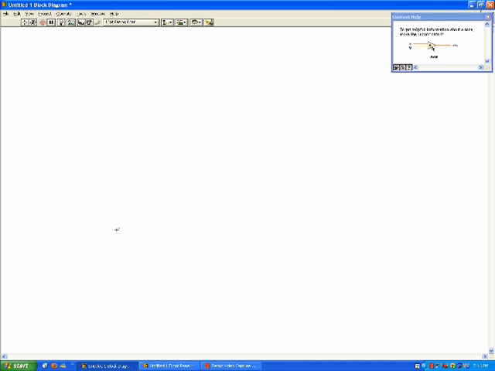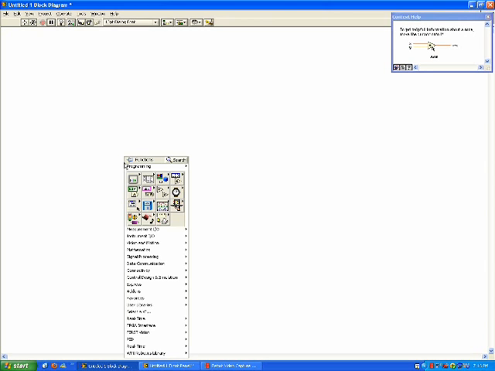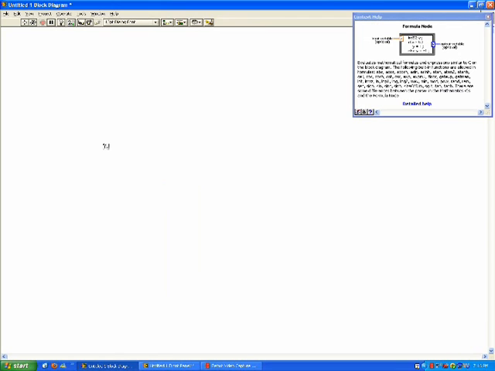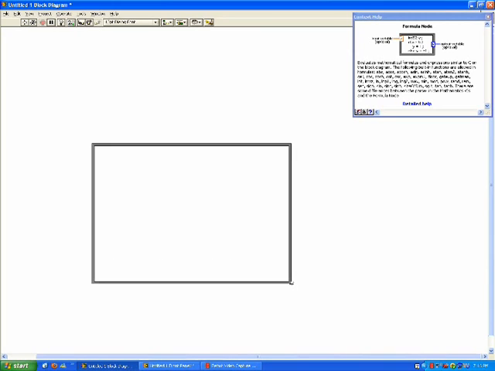Okay, let's start by creating a formula node. To create one, you go to the block diagram, right click, go to structures, and click on the formula node, then click and drag just as you would do with a while loop. Now let's create three inputs. You left click on the border, right click, and click on add input.